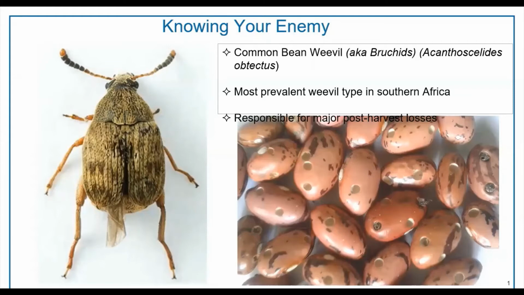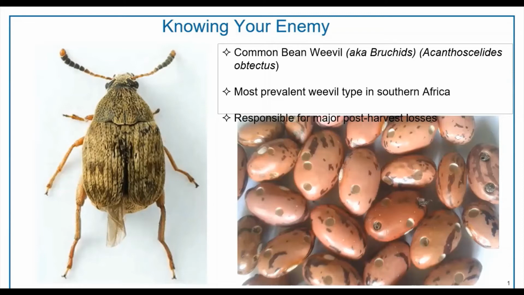There are two types of weevils that we get, but the most prevalent one for us here in Southern Africa is the common bean weevil, which is Acanthoscelides obtectus. This weevil is responsible for major post-harvest losses. It damages the seed, which makes it unsuitable for consumption, and also affects the germination ability of the seed. And what I'm showing there is a snapshot of the pest itself.